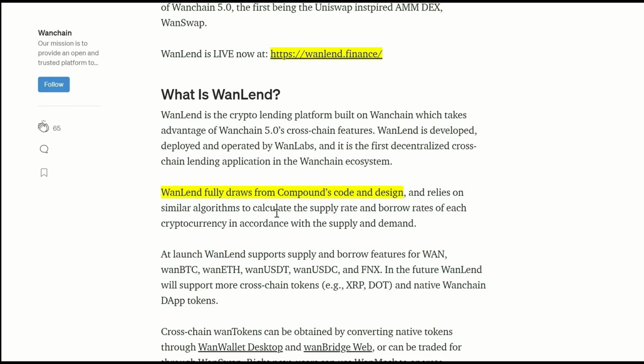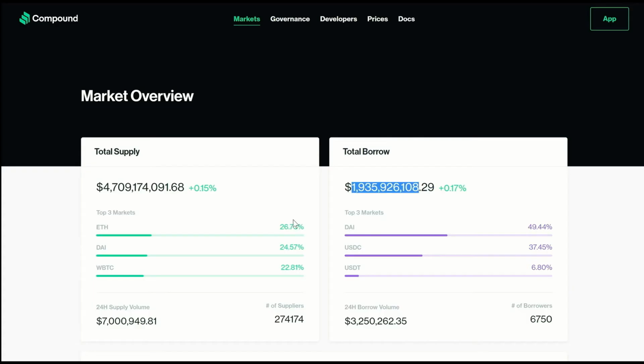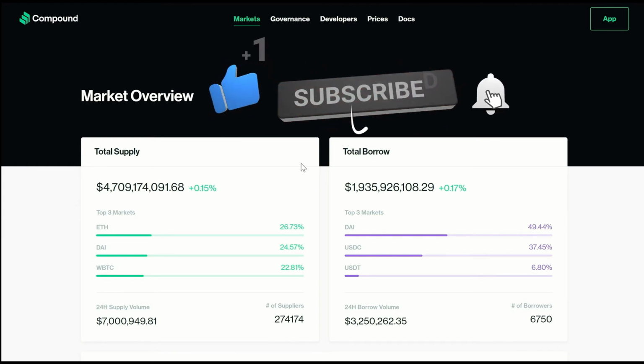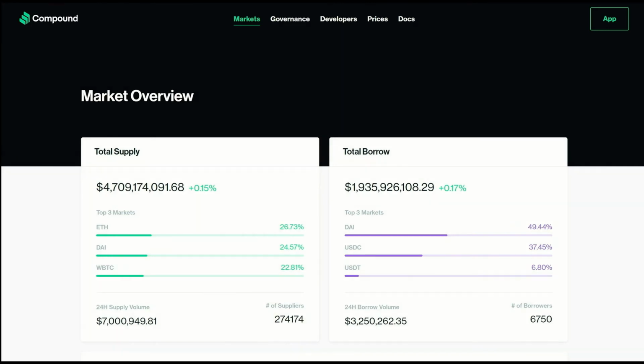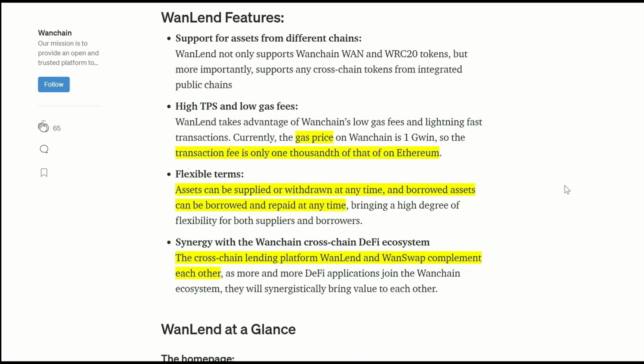First thing that I really want to talk about is WanLend fully draws from Compound's code and design. For those of you that don't know about Compound, it's doing the same kind of thing. This one's ranked 48 on CoinGecko. And look at how many assets they've got for their total supply and how many people are borrowing. So what we're trying to do is just capture a little bit of that and do it a little bit quicker and a little bit cheaper, and kind of bring everybody over to the Wanchain network in order to facilitate that. We'll go through this article a little bit more.